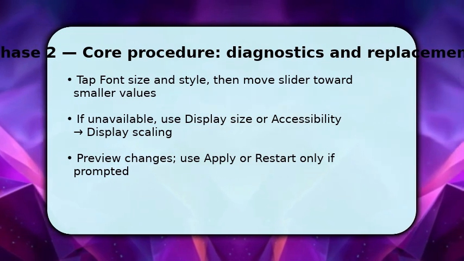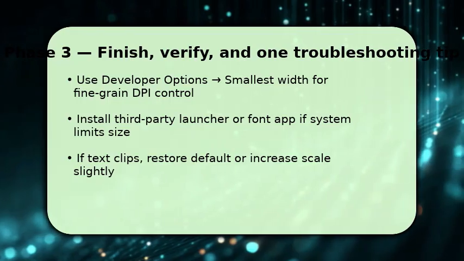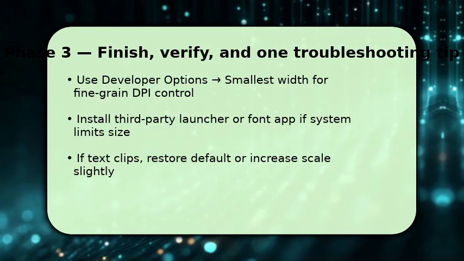Finish with advanced tweaks. Enable developer options and change smallest width (DPI) to fine-tune font density, but proceed slowly. Lower numbers make the UI smaller system-wide.